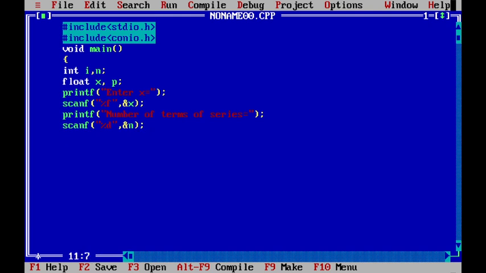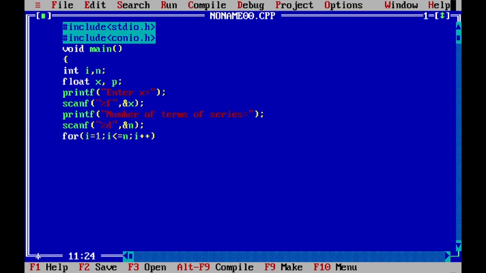Next for I is equal to 1, I less than or equal to, we require n terms of the series. We use this loop for number of terms of the series, I less than or equal to n, I plus plus.